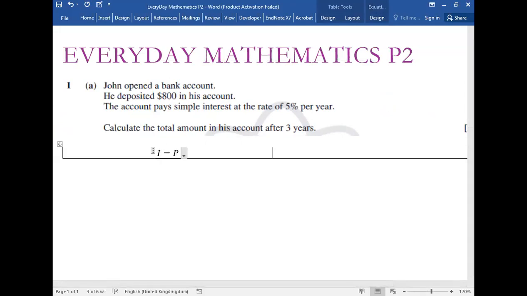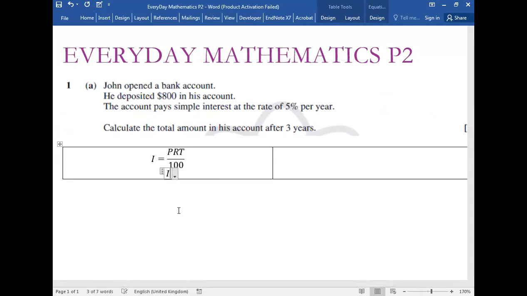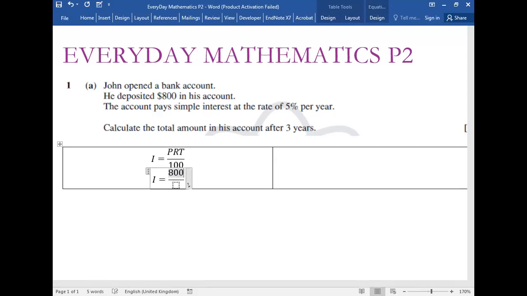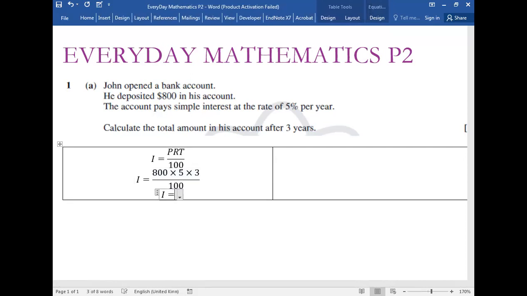The first thing you do is calculate your simple interest. Remember, this way you calculate the simple interest, not the entire amount. What is the principal? 800, the rate is 5, the time is 3 years. Make sure that the time you plug in is in years. Be careful about this. So what is the interest then? $120. The interest is $120.